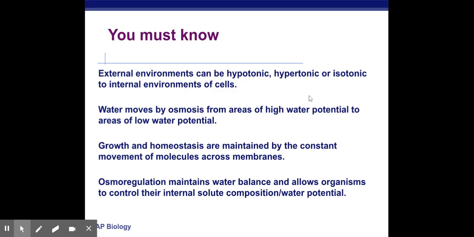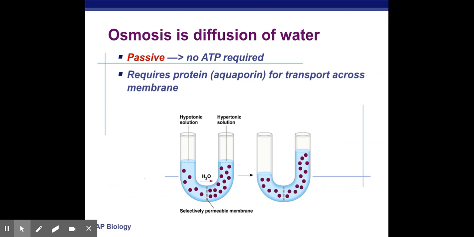We'll also get into water and how it moves by this process of osmosis from areas of high water potential to areas of low water potential. Additionally, we'll be referencing growth and homeostasis. Some of our characteristics of life need to be maintained by this constant movement of molecules across the membrane. Last but not least, osmoregulation helps maintain water balance and allows our organisms to control their internal solute composition and water potential.